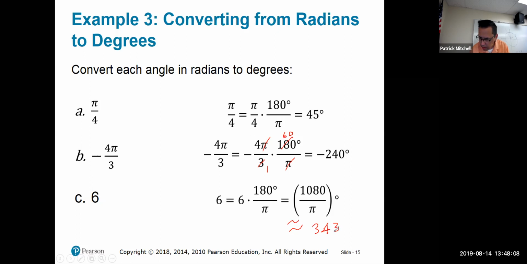343.9 degrees. It might be 0.7. I used 3.14 because the only calculator I have within reach is my phone. I don't know if that has a pi button on it. All right, but that's pretty close. If I was trying to draw a picture, for example, that would be perfectly fine.